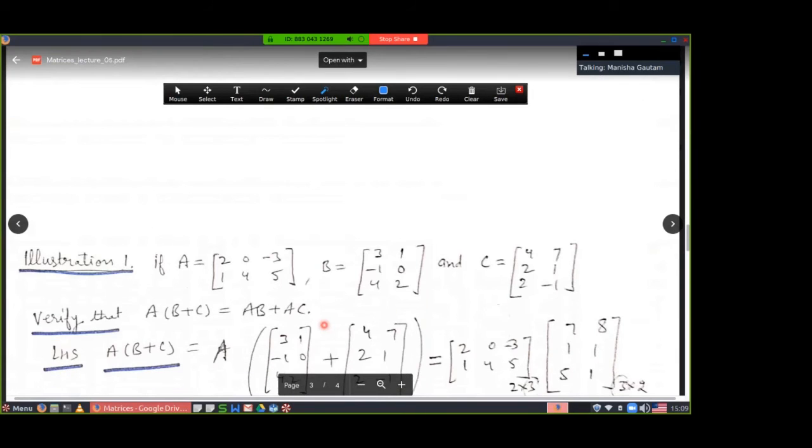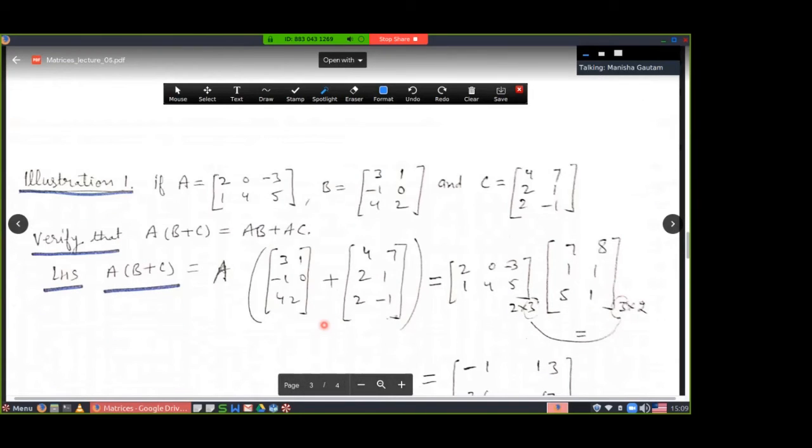Now here is an illustration first. Let A be the matrix 2, 0, minus 3, 1, 4, 5. It means this is of order 2 rows, 3 columns, a 2 by 3 order matrix. B is a matrix of order 3 by 2. And C is a matrix of order 3 by 2. Verify the property: A into (B plus C) is equal to AB plus AC.